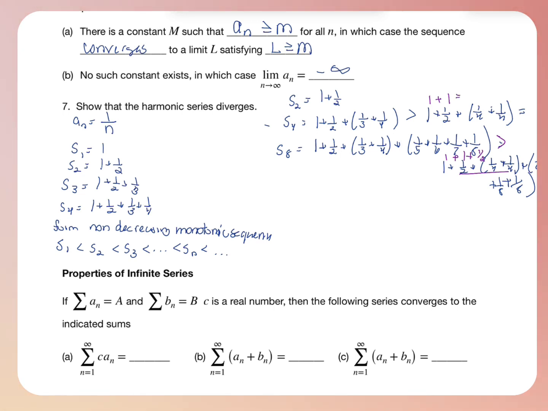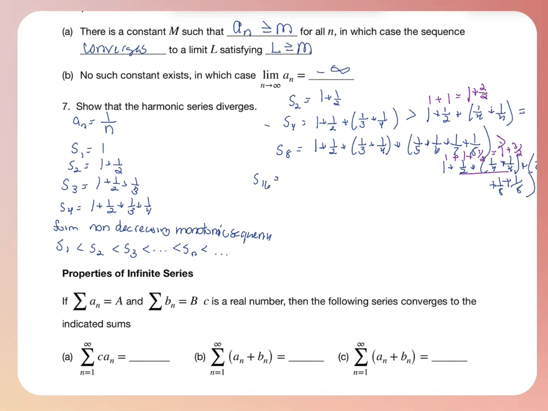So S of 4 I could rewrite as 1 plus 2 over 2. S of 8 I can rewrite as 1 plus 3 over 2, that right-hand side of it. That is less than our left-hand side. Let's do one more, S of 16.